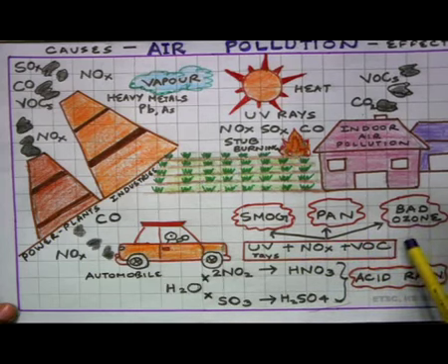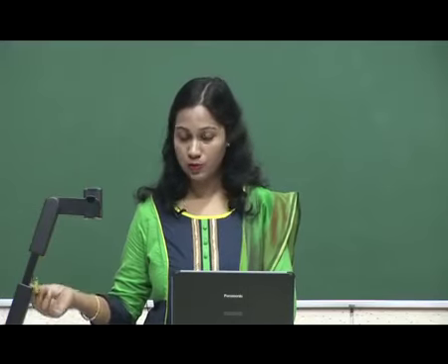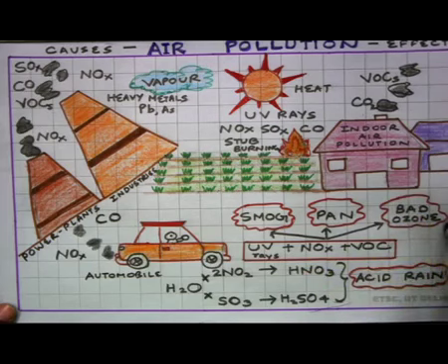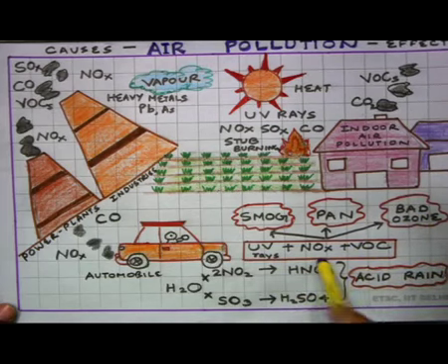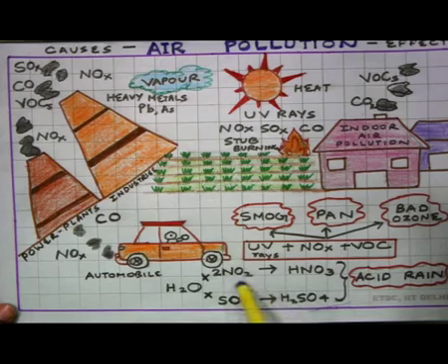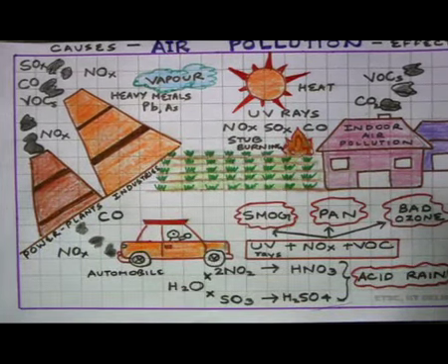There are 2 types of ozone, bad ozone and good ozone. The good ozone protects us from the ultraviolet rays and is present in the stratosphere. The bad ozone is formed in the troposphere because of the reaction of UV rays, nitrogen oxides and volatile organic compounds. With water also, the nitrogen oxides can form nitric acid, sulfurous acid or sulfuric acid, resulting in acid rain. So, this is the entire scenario which we are facing because of air pollution.